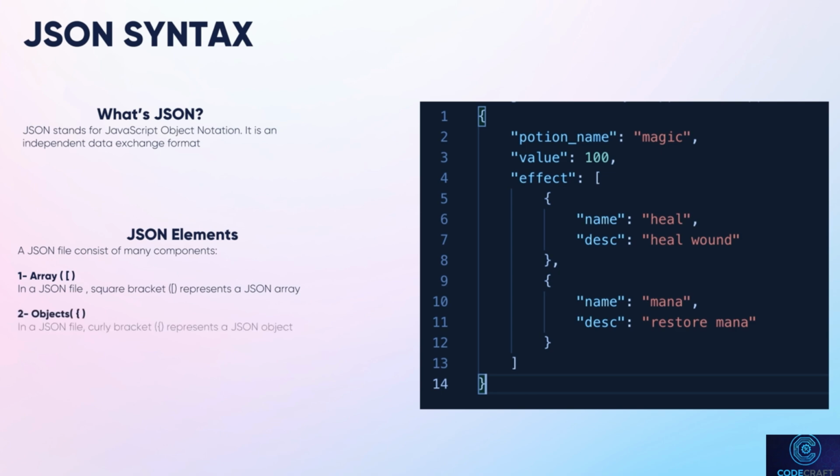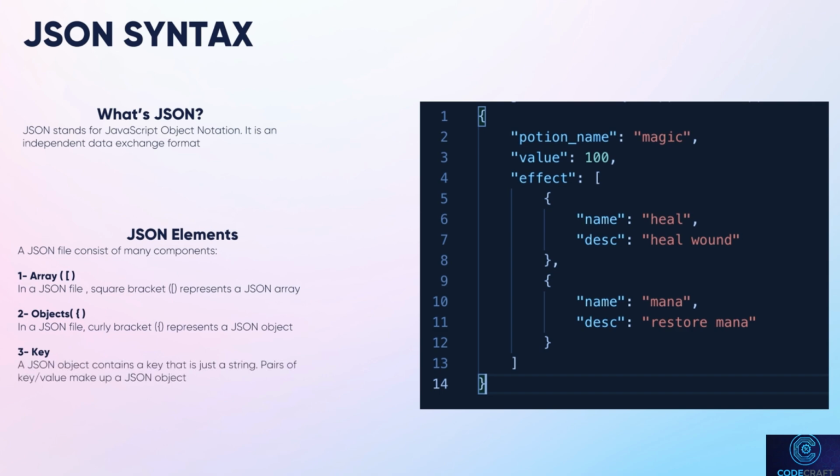The second element is objects. An object in JSON is an unordered collection of key value pairs enclosed in curly braces. Each key is a string, and the keys are unique within an object. Values can be strings, numbers, objects, arrays, booleans, null, or any other JSON object.